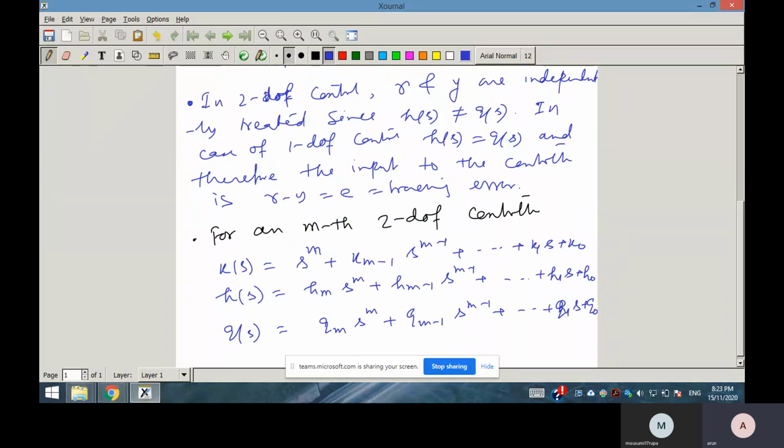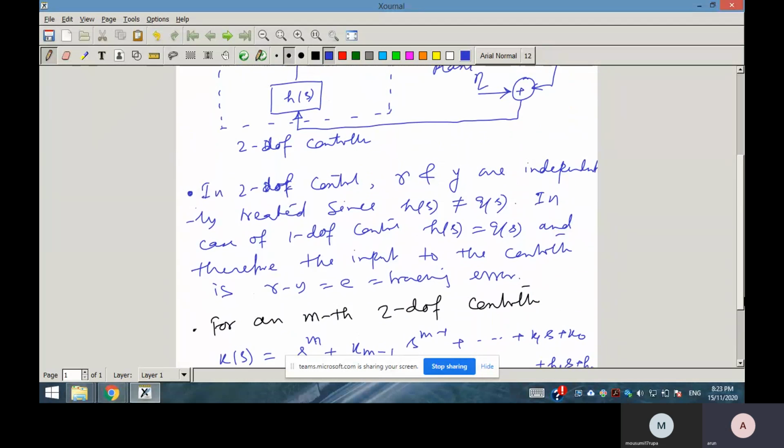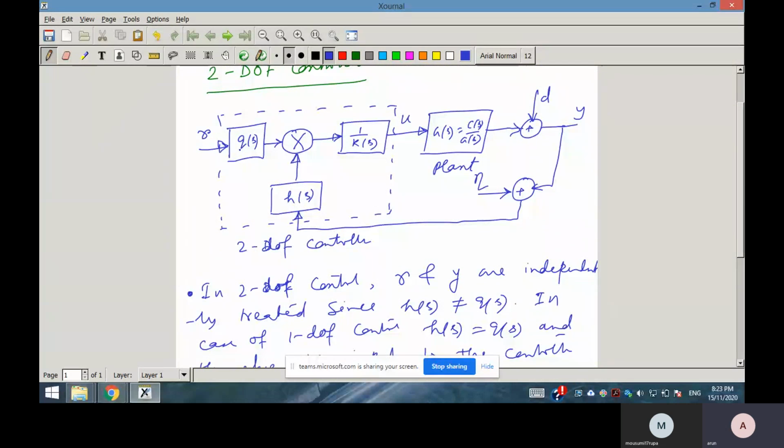So that's why k is also called a monic polynomial, but these are not monic polynomials. Here the additional polynomial is QS, and when it is 1 degree of freedom control, then QI will be equal to HI, and in that case you need not represent it separately, you can absorb it inside.